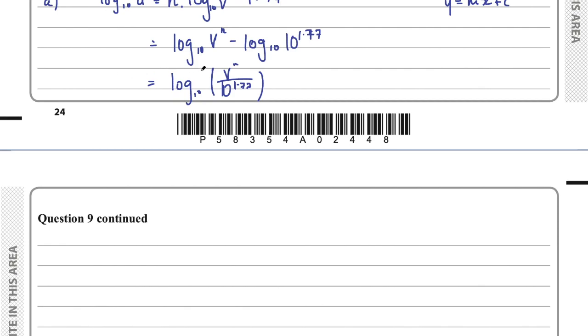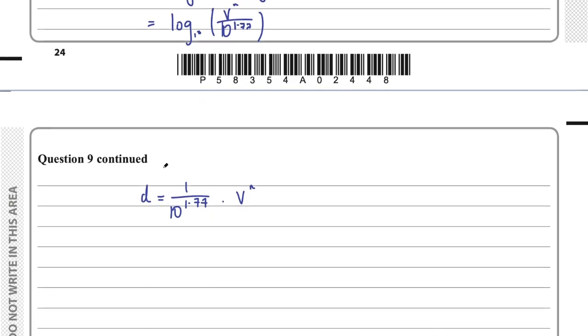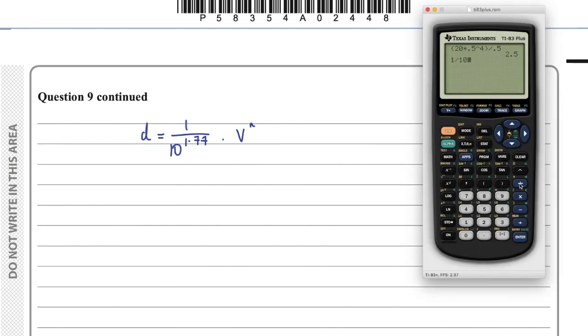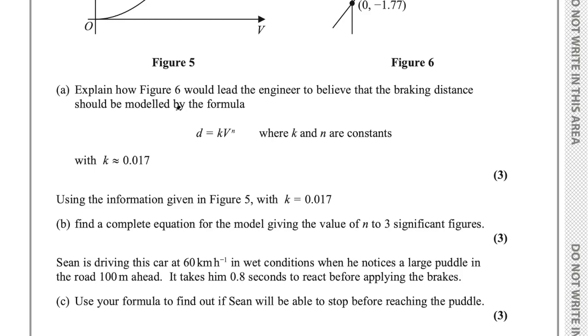Then, raising everything to the power of 10 to cancel out those logs, I would have d equal to v to the power n over 10 to the power 1.77, or 1 over 10 to the 1.77 multiplied by v to the power n, the same thing. And then going back to the question, I wanted k approximately equal to 0.017. If I evaluate this term here, hopefully I get what they're looking for. So 1 over 10 to the power of 1.77, I get approximately 0.017, rounding that off. So therefore d is approximately 0.017 v to the power n, and that is what they wanted. So that was part A.